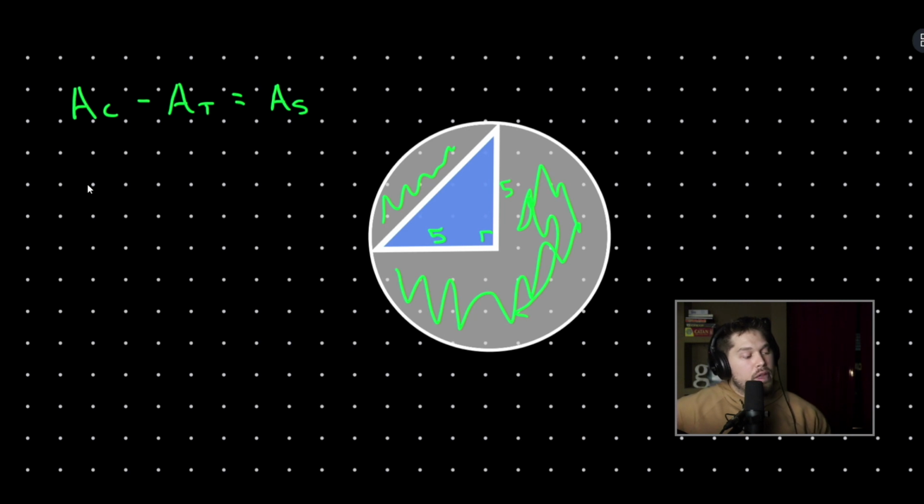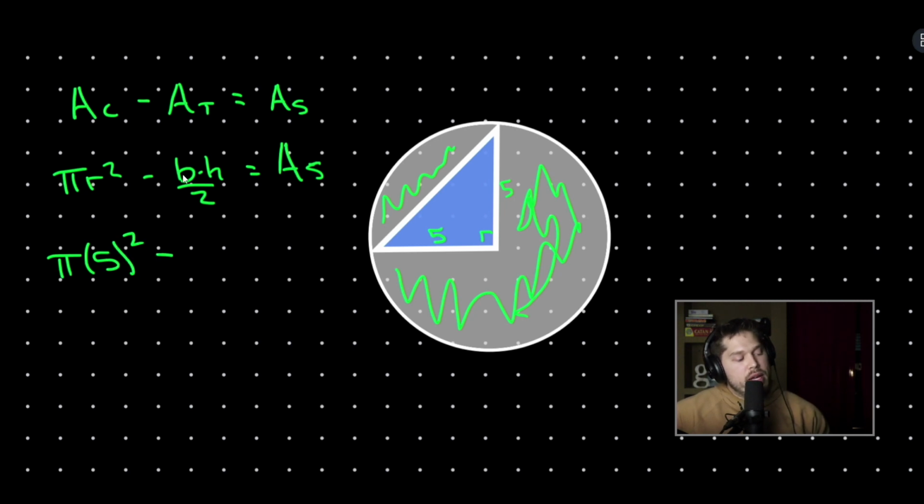We know that the area of our circle is pi times the radius squared, and we know that the area of our triangle is base times height divided by 2, or times 1/2, and this will equal the area of the shaded portion. So our radius in this case is 5, so we have pi times 5 squared minus base times height. Base times height, those are both 5. So minus 5 times 5 divided by 2. This will equal the area of our shaded region.